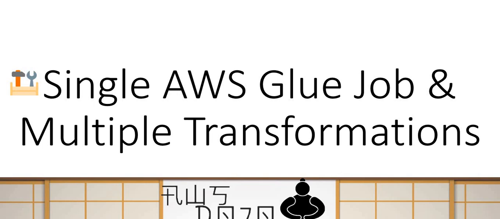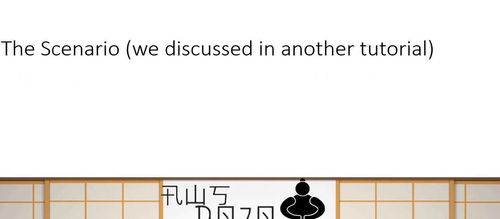Recently, I've been working on some videos based on my viewers' feedback. They want to discuss the design of certain use cases, and that's what I'm covering in these videos nowadays. So today, my topic is how you can use a single AWS Glue job to do multiple transformations. So let's get started.